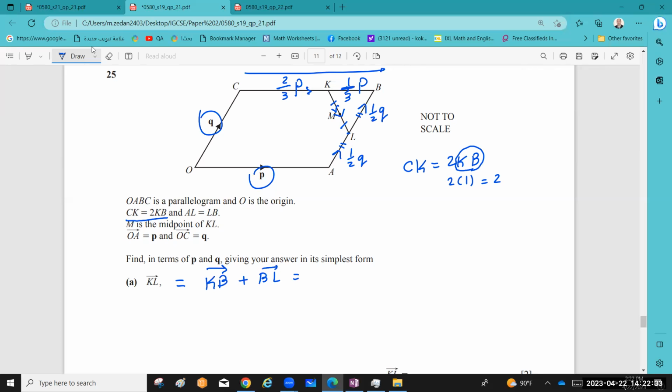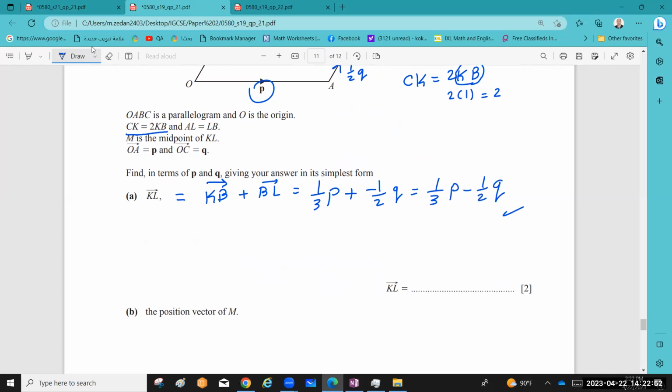So KB vector is 1/3 P, plus BL vector here, like this way, in the negative direction. So it's a negative half Q. So simply it's 1/3 P minus half Q. This is the vector KL.